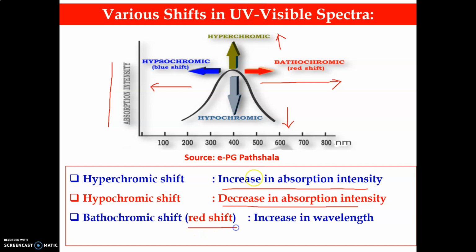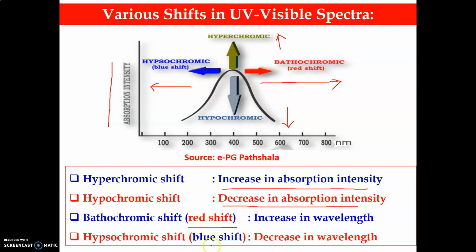Bathochromic or red shift means an increase in the lambda max value, that is, an increase in wavelength. And hypsochromic means blue shift, that is a decrease in wavelength. So these are all very important terminologies in UV visible spectroscopy.